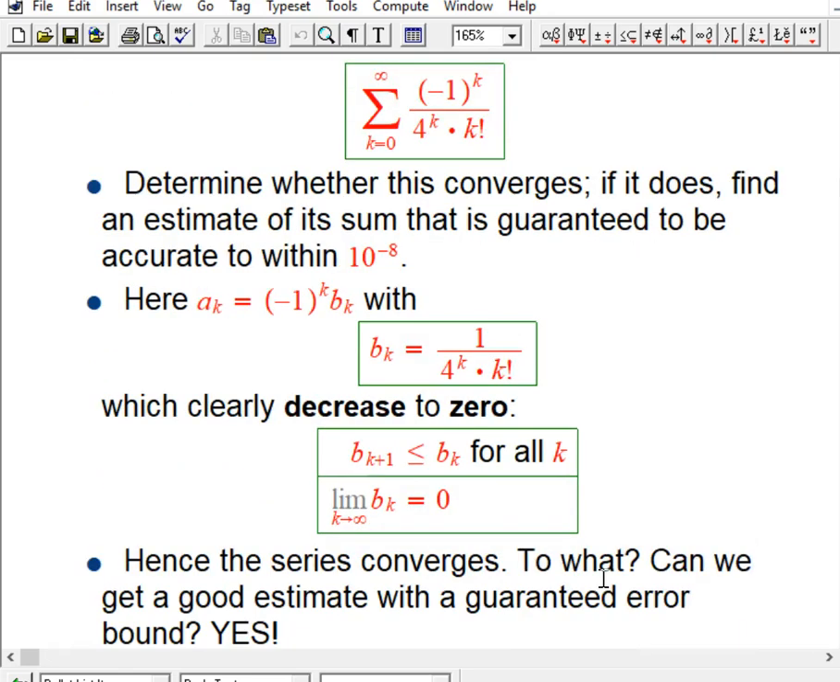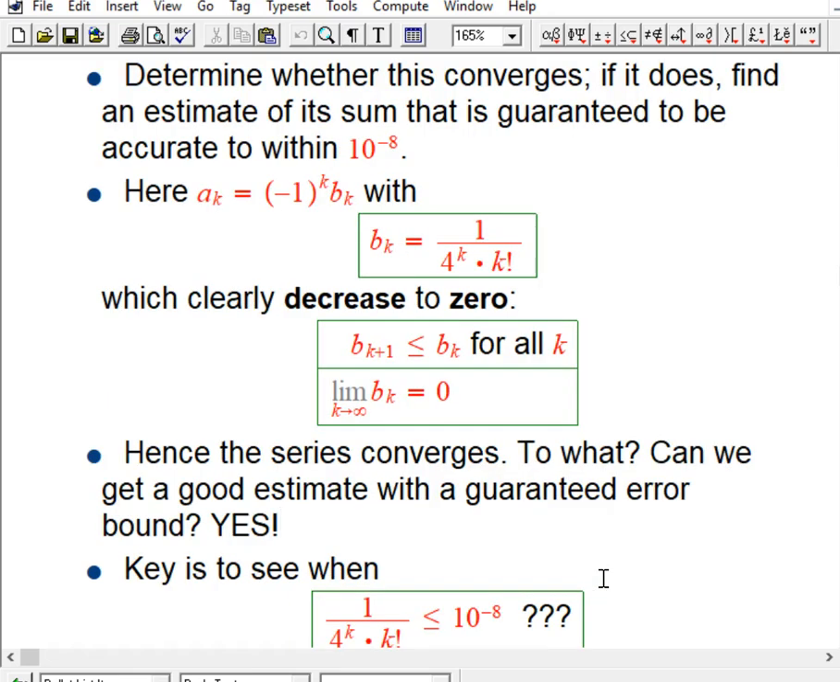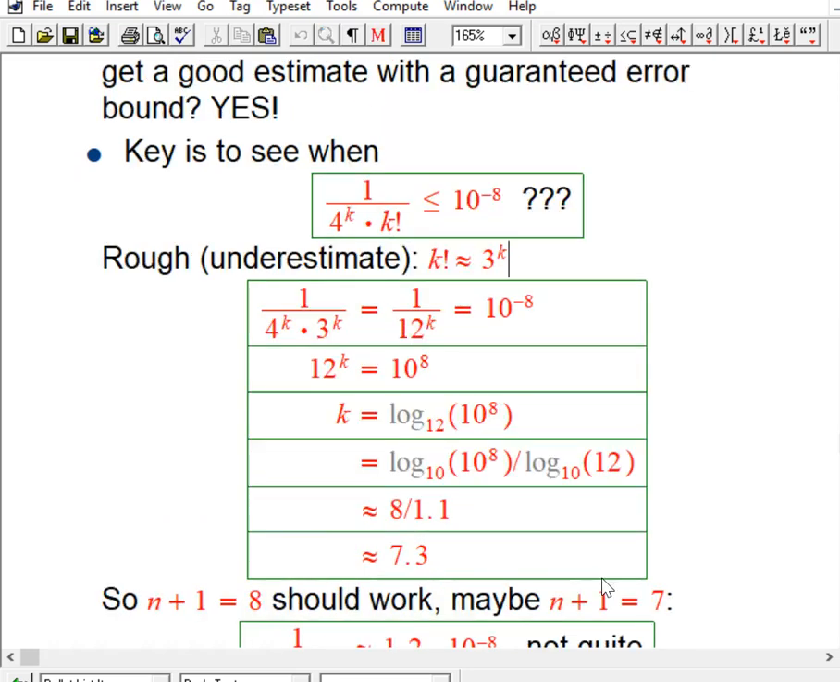So it does converge, but to what? Well, we're going to sum a few terms, and then we don't have to just hope it's a good estimate. We can actually give a good idea of how good an estimate it is. So we're going to look at these terms and see when the terms get small enough that we can start using this error estimate. We look at the size of the general term, strip off the minus 1 to the k, and see if it's less than or equal to 10 to the minus 8.